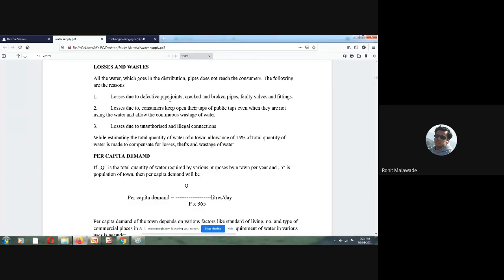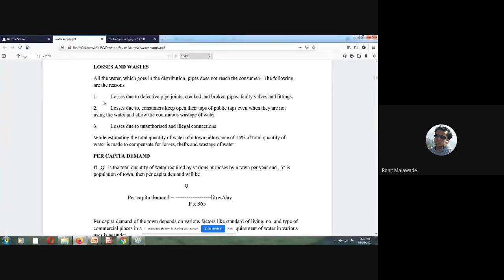Sometimes there is a crack, or water loss is going to happen, or sometimes faulty water valves and fittings might be there. In those cases, water loss is going to happen at that particular point. So we consider those particular losses as water losses.